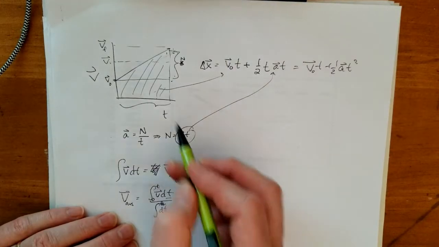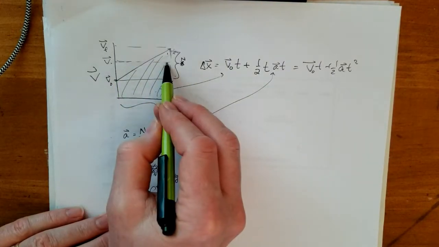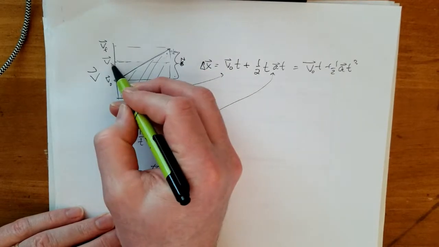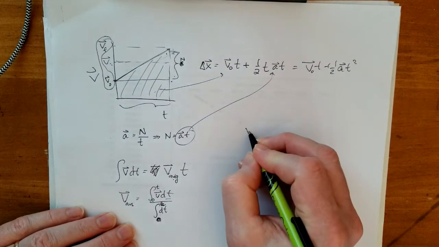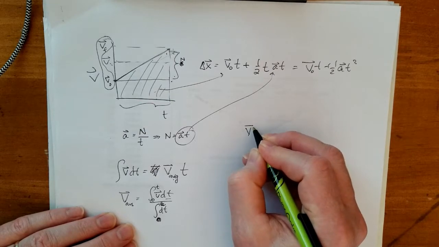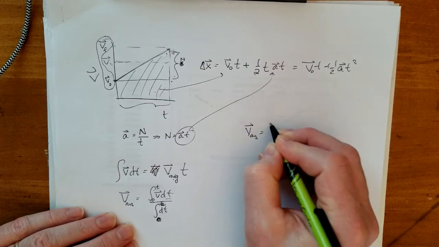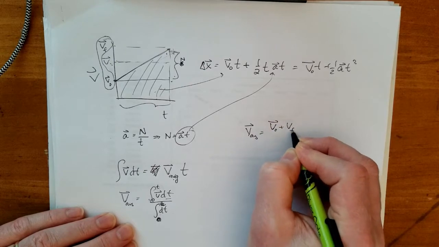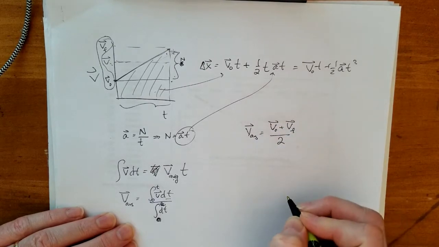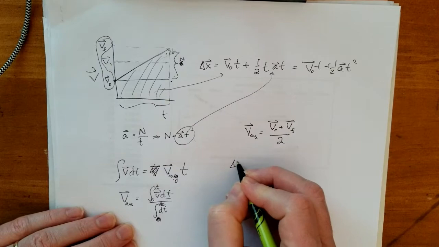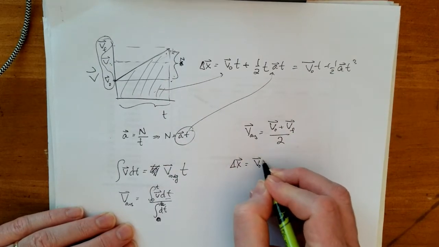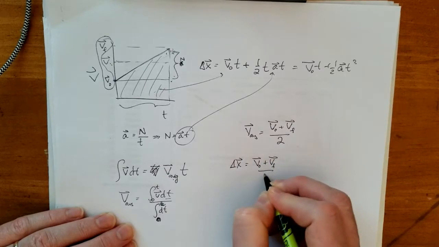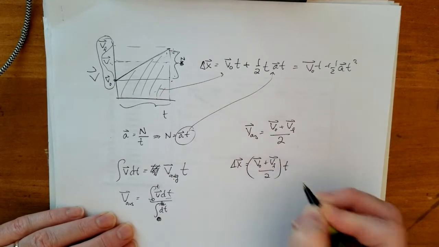Now the average here, if that is straight, this average is just the average of those two numbers right there. And so my average value is just my initial value plus my final value divided by 2. And so my displacement, therefore, is just equal to v naught plus vf over 2 times t.